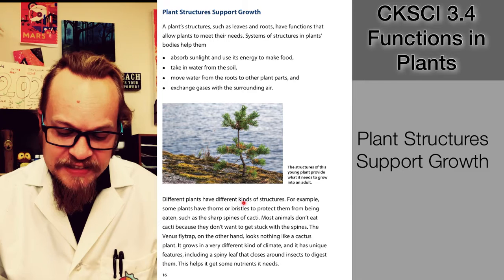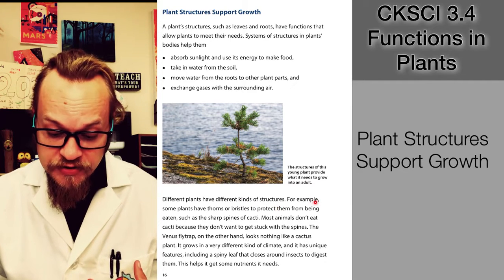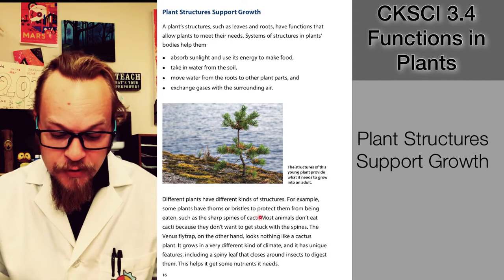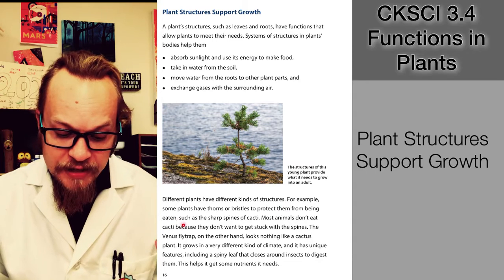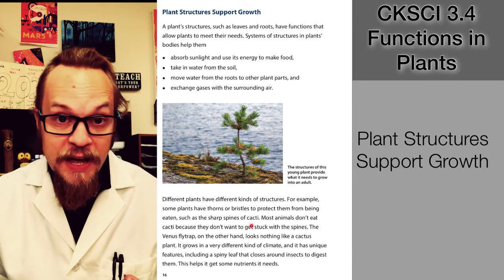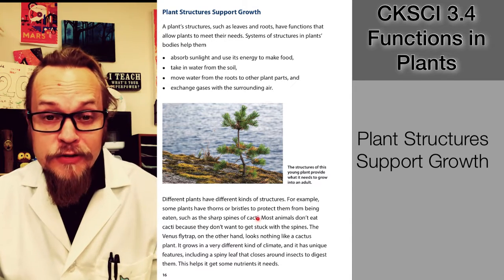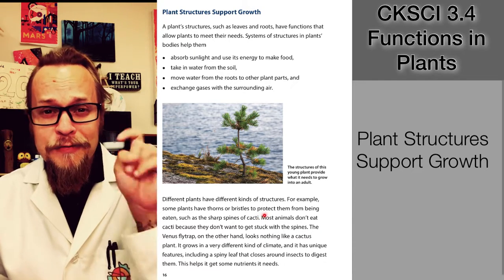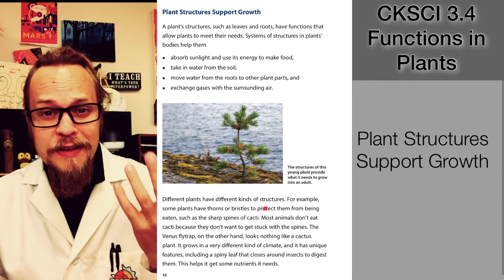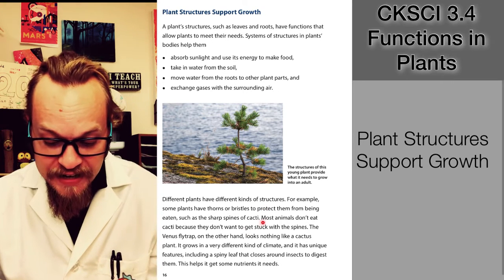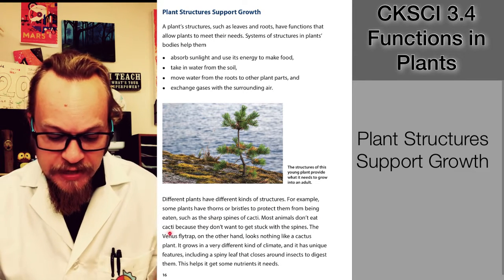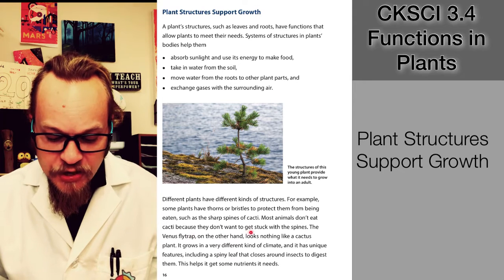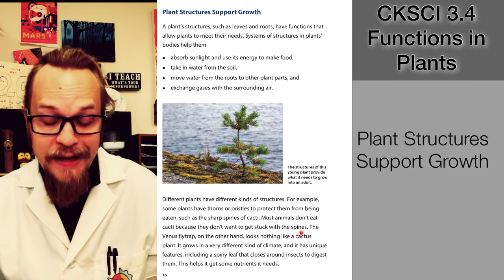Different types of plants have different kinds of structures. For example, some plants have thorns or bristles to protect them from being eaten, such as the sharp spines of cacti. We live in Arizona. We're very familiar with cactuses or cacti, and how if you touch them, they hurt. They've got spines to protect them. Most animals don't eat cacti because they don't want to get stuck in the spines.